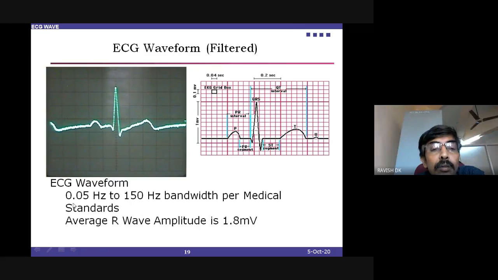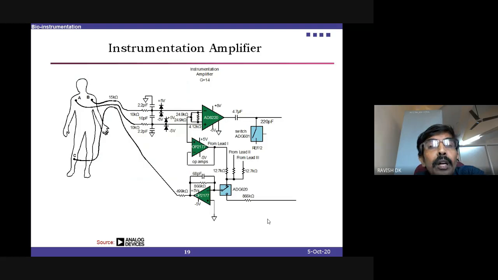So the ECG waveform is from 0.05 Hz to 150 Hz. This is the frequency, and now I am talking about the amplitude. The R wave amplitude is 1.8 millivolt. So this is a very small signal. The energy is very low, and we require an amplifier to amplify it.